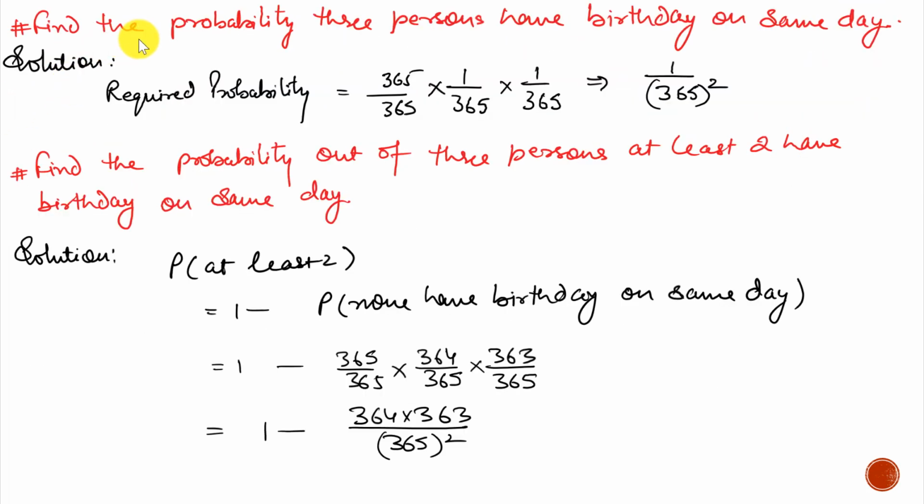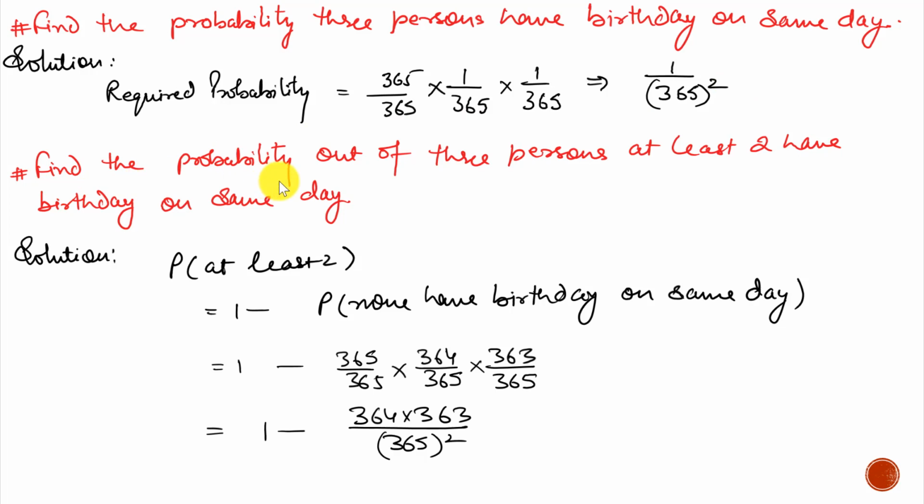Next example. Find the probability that 3 persons have a birthday on the same day. What's the required probability? The first person can have a birthday on any day, so 365 by 365. Now the second has a birthday on the same day, so he has only one option, 1 out of 365. Third has a birthday on the same day, so again one option, 1 out of 365. And after calculation we get the answer 1 upon 365 whole square.